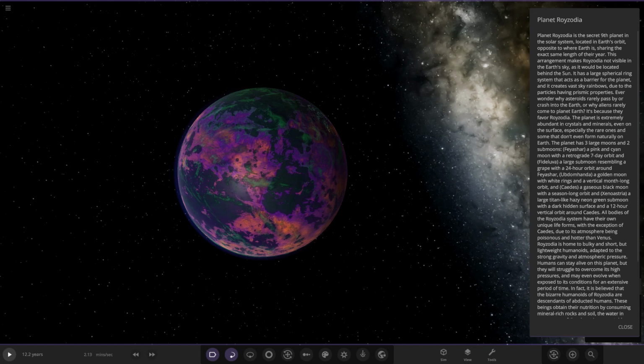This planet is extremely abundant in crystals and minerals, even on the surface, especially the rare ores and some that don't naturally form on Earth. The planet has 3 moons and 2 submoons.